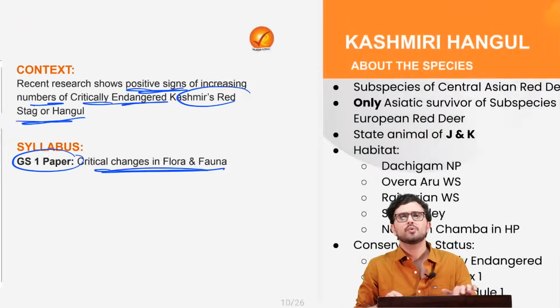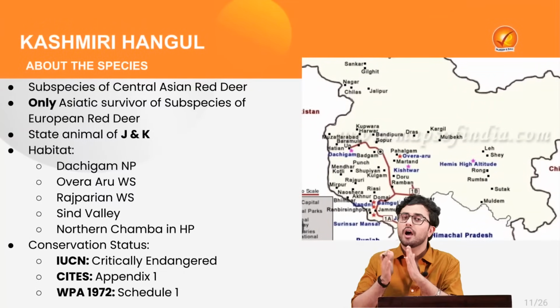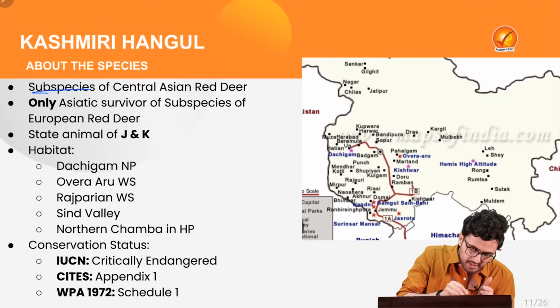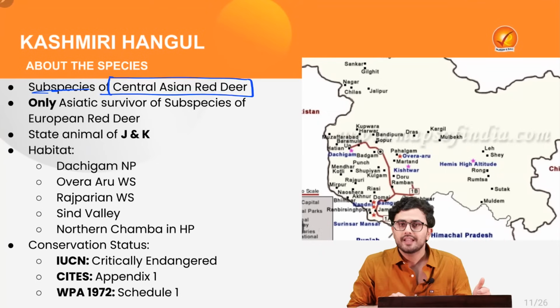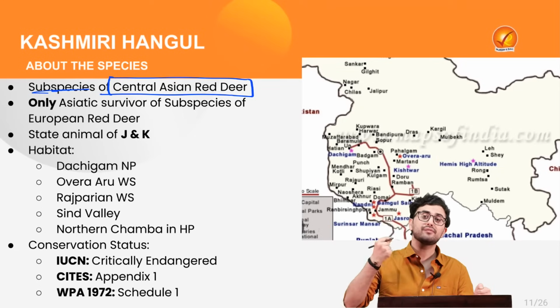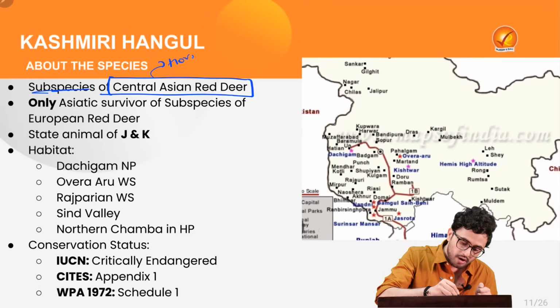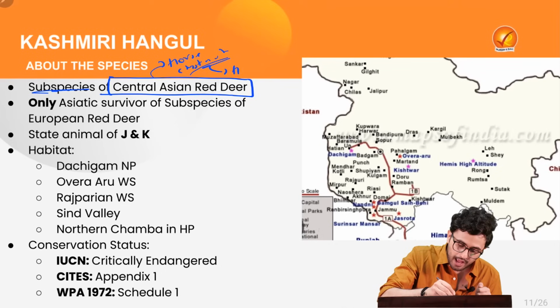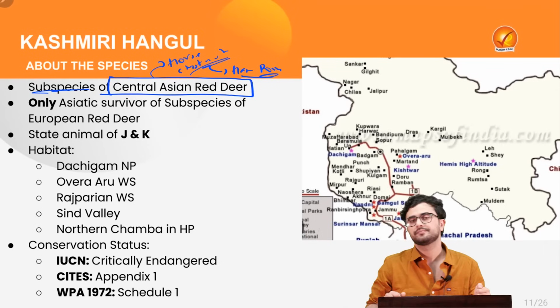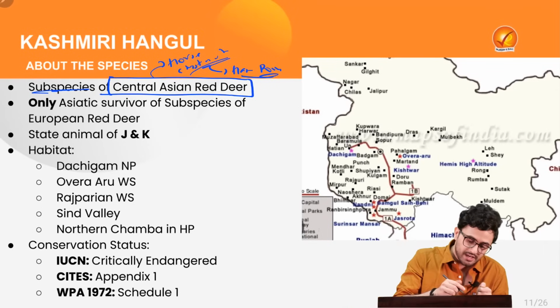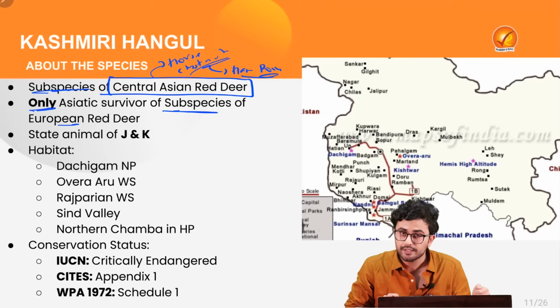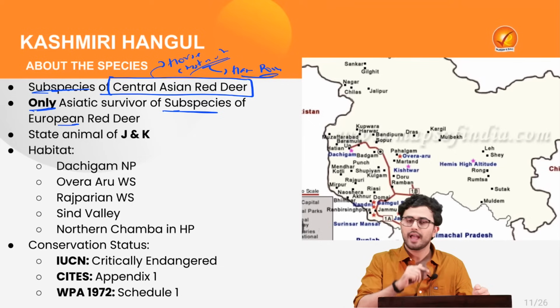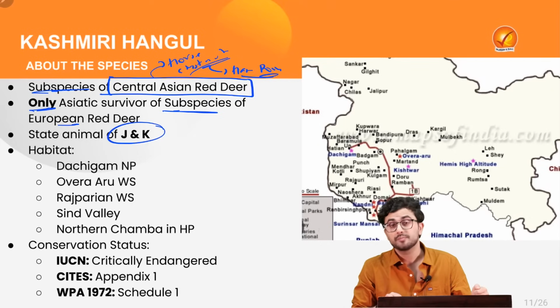So let's first try to understand the species Hangul, which is a subspecies of Central Asian red deer. It gets its name from its favorite food, which is horse chestnut, called in Kashmiri Han Doon. It is also the only Asiatic survivor of the subspecies of European red deer, and it is also the state animal of Jammu and Kashmir.